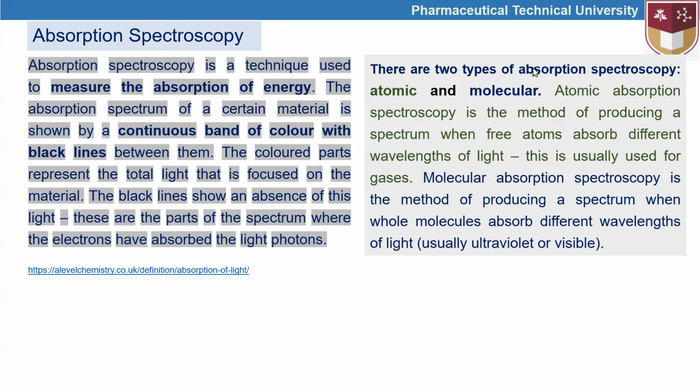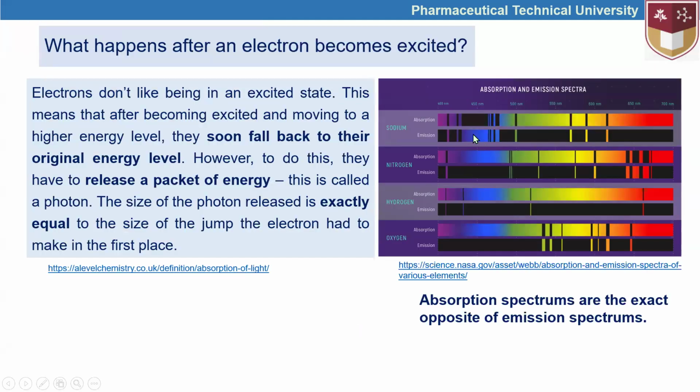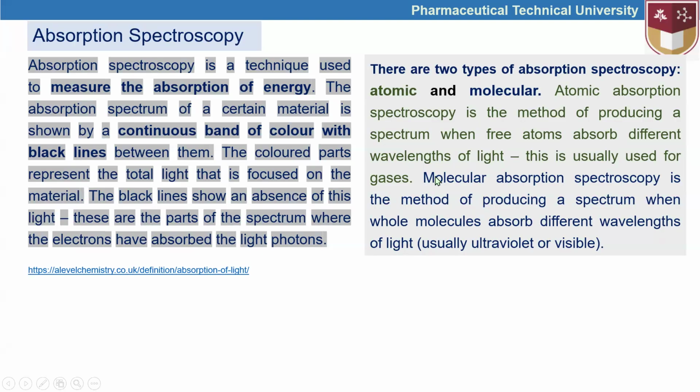And there are two types of absorption spectroscopy. They can be atomic or molecular. Atomic absorption spectroscopy is the method of producing a spectrum when free atoms absorb different wavelengths of light. This is usually used for gases. We witnessed it on the previous page: the absorption spectra of four different atoms: sodium, nitrogen, hydrogen, and oxygen. And the second type, molecular absorption spectroscopy, is the method of producing a spectrum when whole molecules absorb different wavelengths of light, usually ultraviolet.